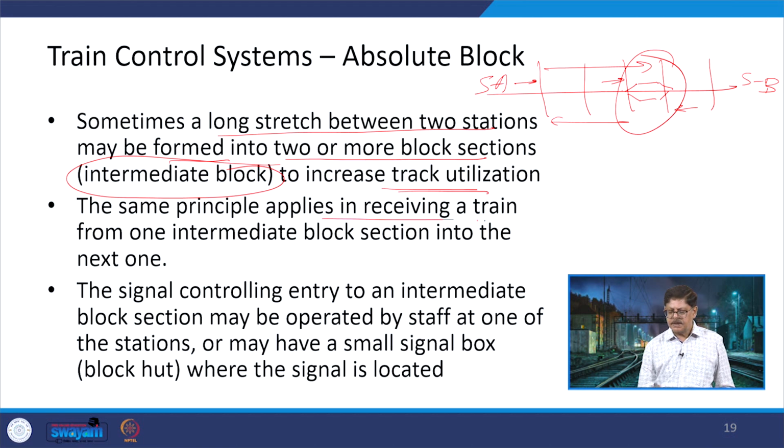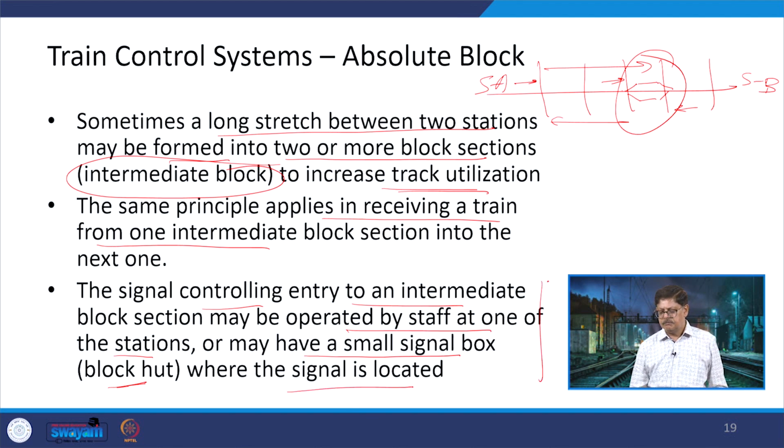The same principle applies in receiving a train from one intermediate block section into the next one. The signal controlling entry to an intermediate block section may be operated by a staff at one of the stations, or may have a small signal box also known as the block hut where the signal is located. So, this has been the previous method where you might have seen at certain locations some small hut being created, a person sitting there, and that man controlling the signal which is located with respect to that particular block hut.